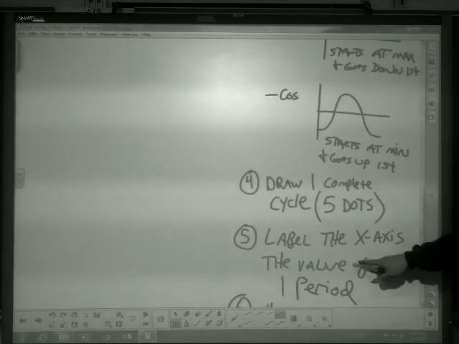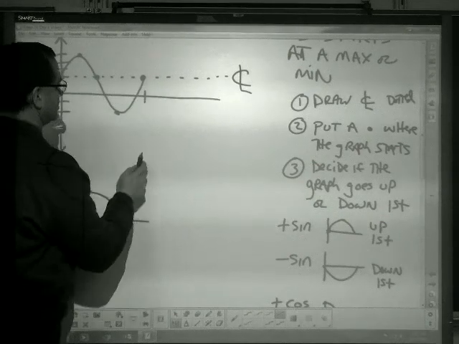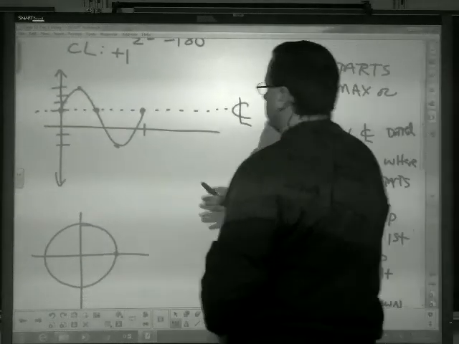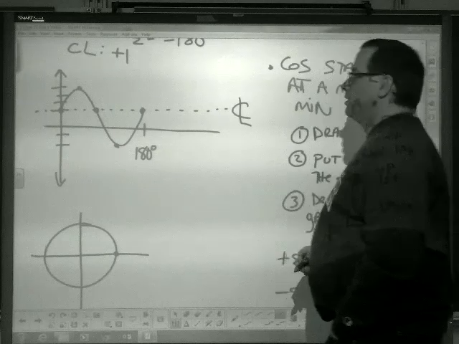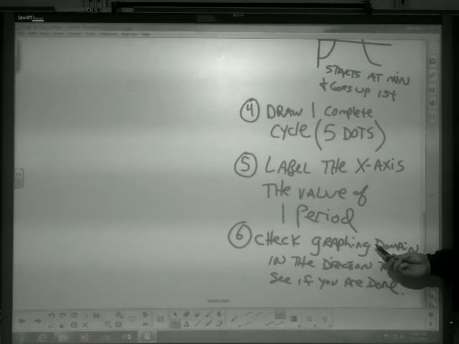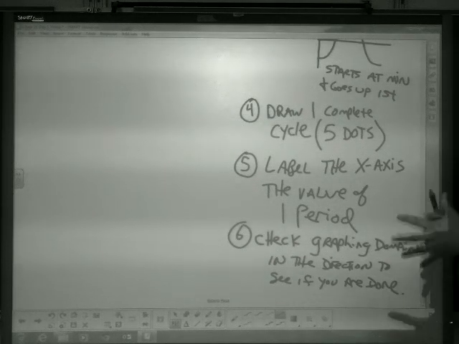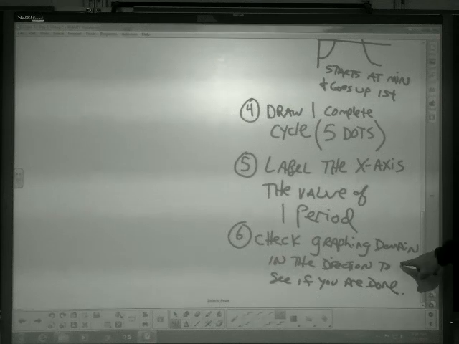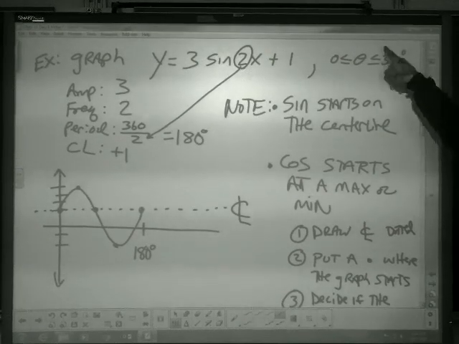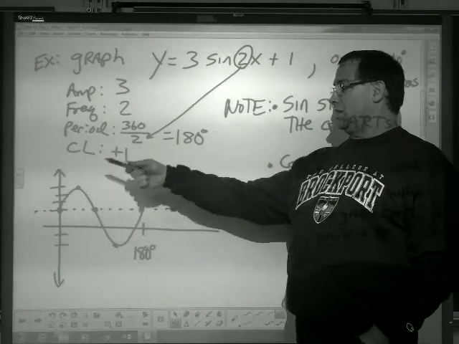Label the axis with the value of one period. Right on this x-axis, right where this ended, I'm going to label it the value of the period, which we know is 180 degrees. There's my label. Now check the graphing domain in the directions to see if you're done. In the directions, it said I had to graph all the way to 360. I graphed only to 180. So what do I have to do to get to 360? I'm going to have to do this again.